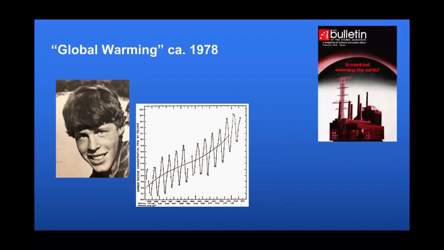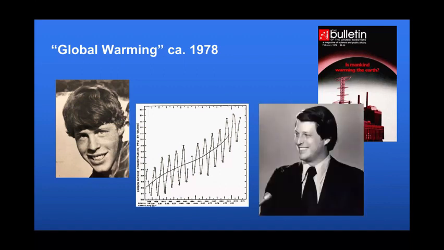There was an article published that same year, "Is Mankind Warming the Earth?" in the Bulletin of the Atomic Scientists, and that created a little bit of buzz. A young congressman from Tennessee was also reelected to office in 1978 for his second term in Congress. That was Al Gore. So, these were all things that were going on in that era.